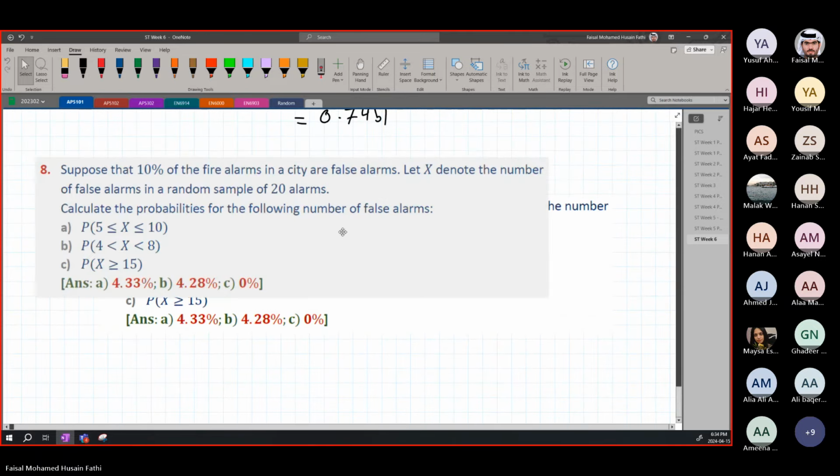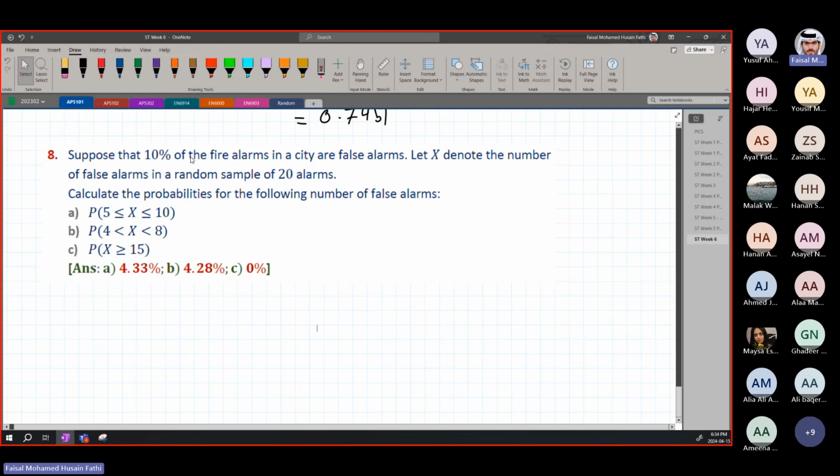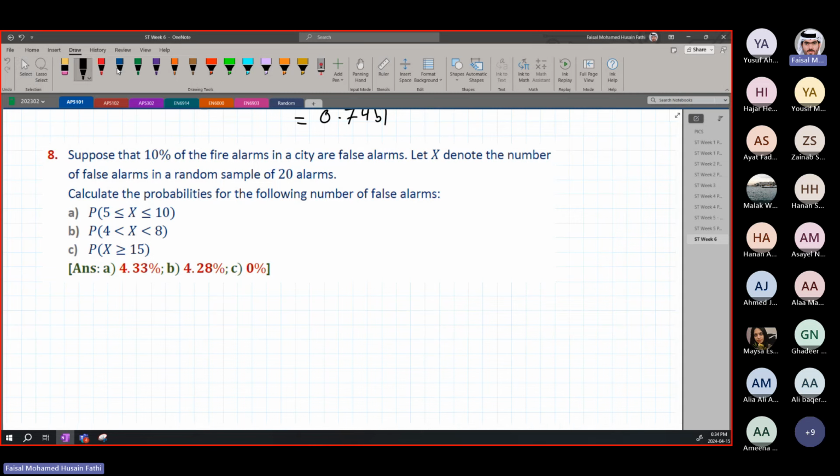Suppose that 10% of fire alarms in a city are false alarms, and let X denote the number of false alarms. This is our successful event, which is having a false alarm. Remember, P is our successful event, which is 10%, in other words 0.1. So X is the number of false alarms occurring. In a random sample of 20 alarms, this is our N. The total sample size is 20 alarms.